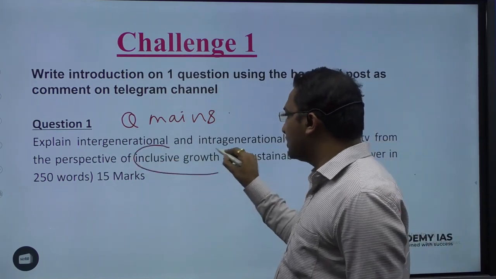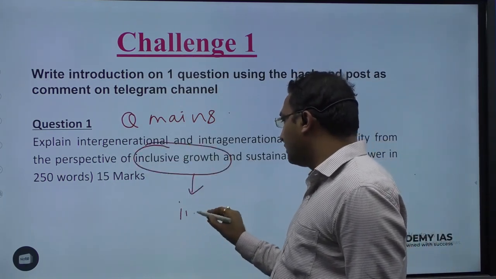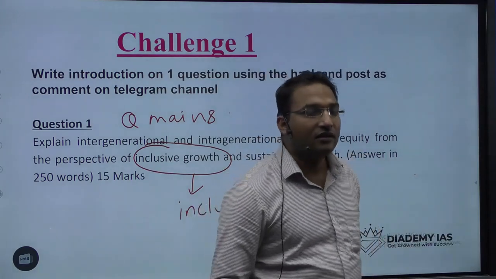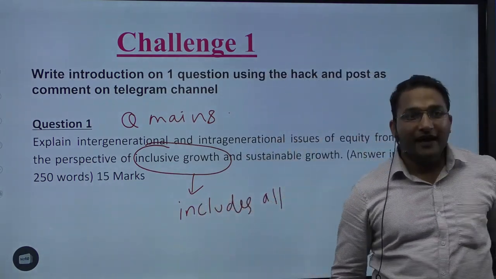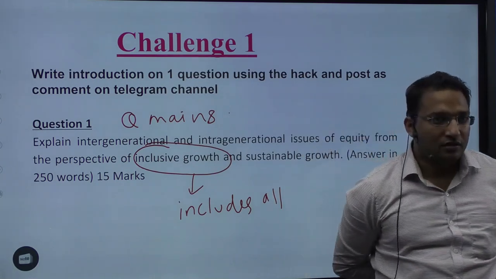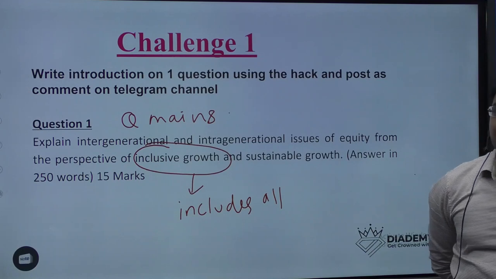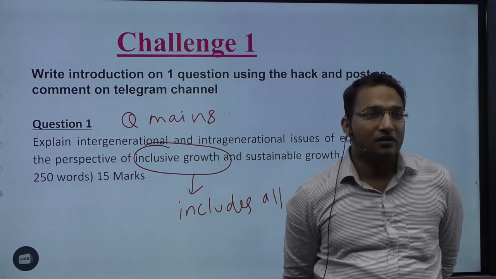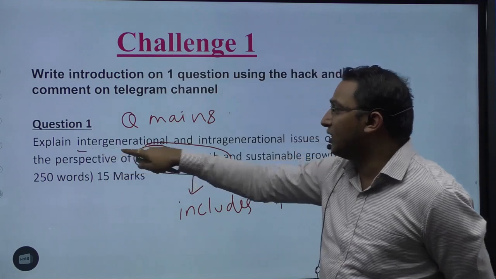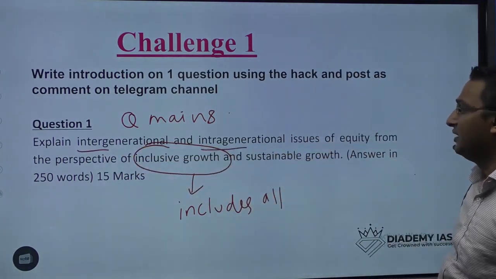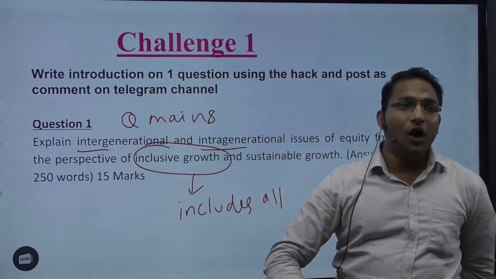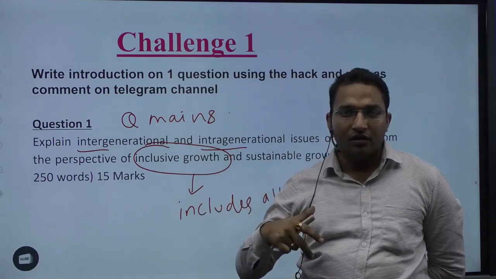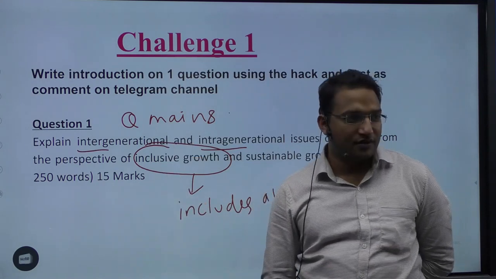Inclusive growth. Inclusive growth is basically the growth which includes all. So in India, we have multiple social categories like OBC, SC, ST, women. And we have multiple regions, south, north, northeast, border regions. And we have multiple category of economic classes. So how to include everyone? That's the point. It is an intergenerational and intragenerational issue of equity. Intergenerational means between now and future, between now and past. And intragenerational means between one category of person and another category of person.